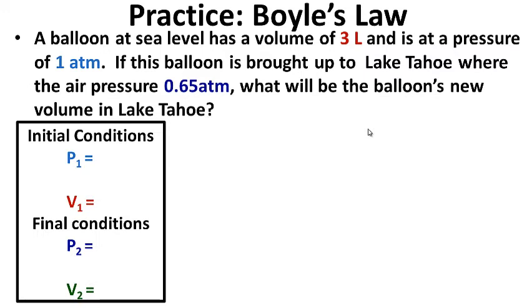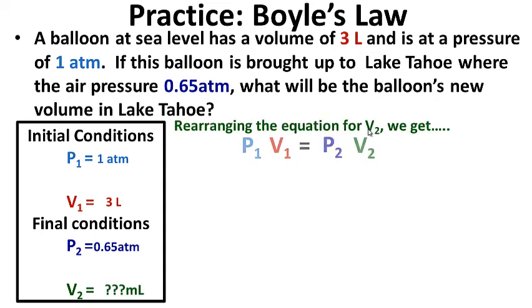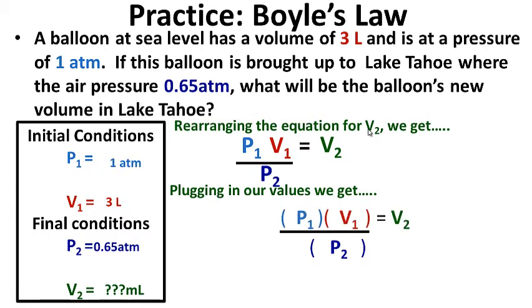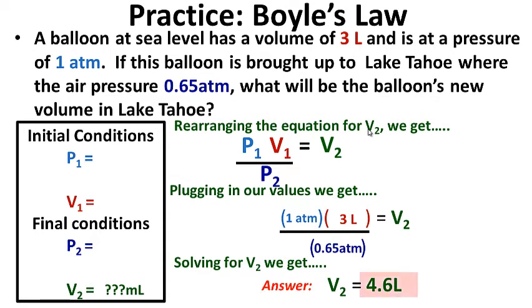All right, let's see how you did. So the initial conditions, we got 1 atmosphere of pressure and a balloon with 3 liters in it. Then we're brought up to Lake Tahoe where the air pressure is less. What is the new volume of the balloon? Okay. Once again, let's rearrange our equation here for V2. And now we can just substitute our initial and final conditions into our equation. 1 atmosphere times 3 liters divided by 0.65 gives us a volume of 4.6 liters. Hopefully you got that right.